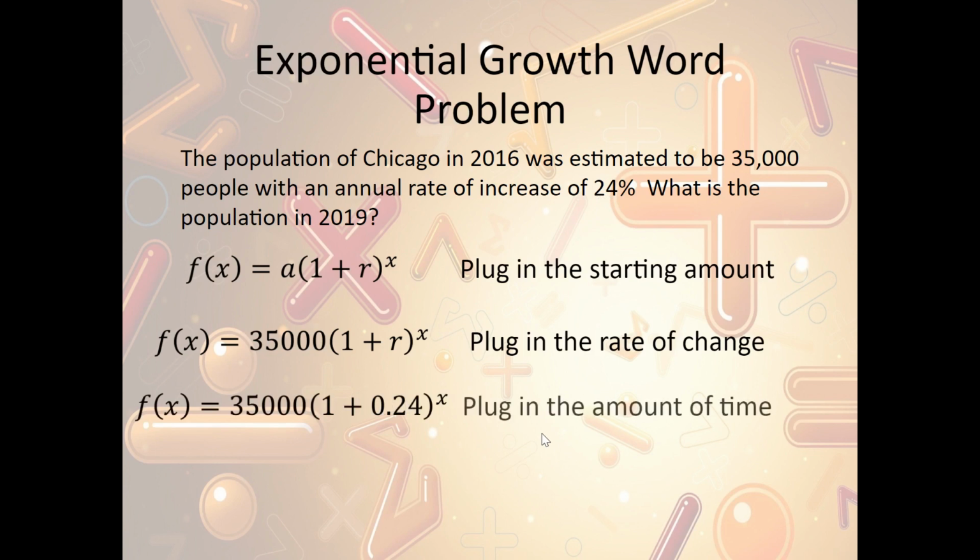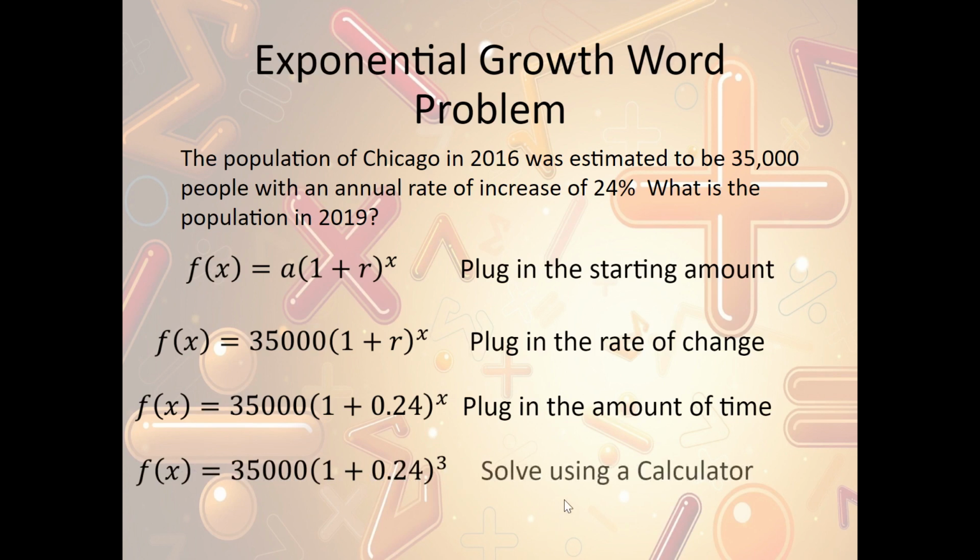And then lastly, we're going to plug in the amount of time. And the amount of time between 2016 and 2019 is 3 years. So this is f of x equals 35,000 times (1 plus 0.24) to the third power. We'll solve that using a calculator. And when we do that, we end up with 66,731.84 people. So that should be the population of Chicago in 2019.